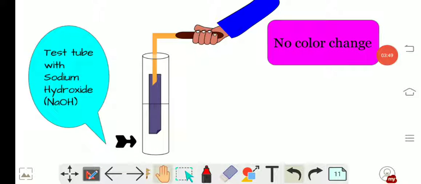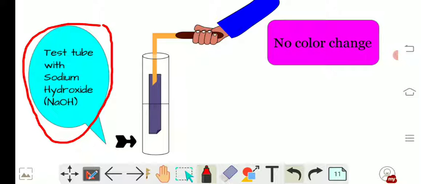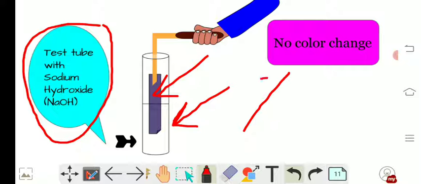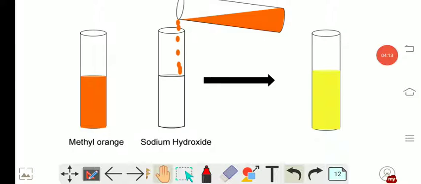So friends, here we have a test tube with sodium hydroxide. This is our test tube. It contains sodium hydroxide. We dip blue litmus into sodium hydroxide. Then what is the outcome result? No color change. So we are going to perform another test.